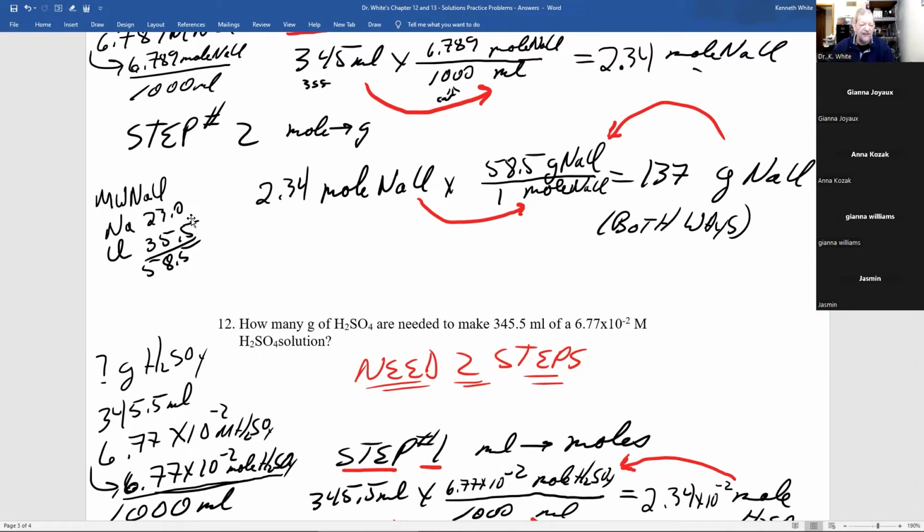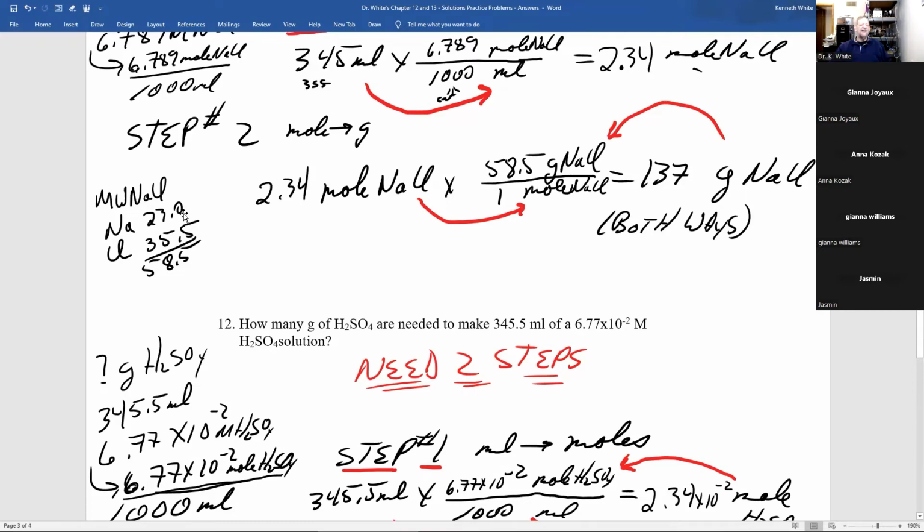3 significant figures. And sodium is 23.0. Chlorine to 3 significant figures is 35.5. You add it up, get 58.5. Remember, you get the same number of significant figures to the right of the decimal as the number with the fewest significant figures to the right of the decimal.